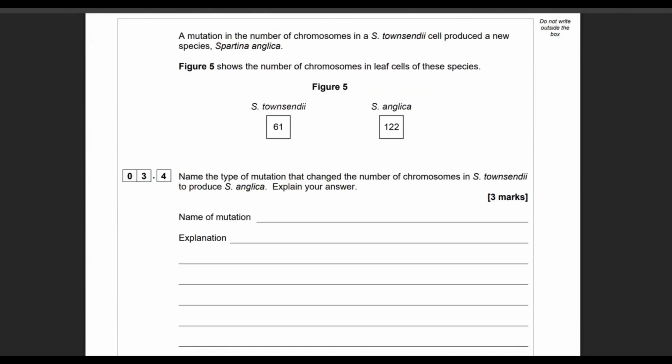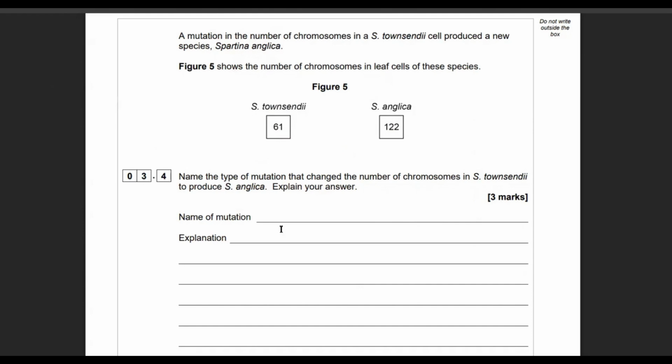Okay, a mutation in the number of chromosomes in S. townsendi cell produced a new species, Spartina anglica. Figure 6 shows the number of chromosomes in leaf cells of these species. So the S. townsendi had 61, and the new one that it creates has 122. Name the type of mutation that changed the number of chromosomes in S. townsendi to produce S. anglica.